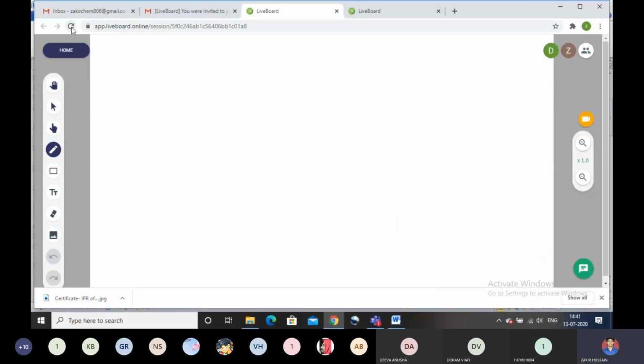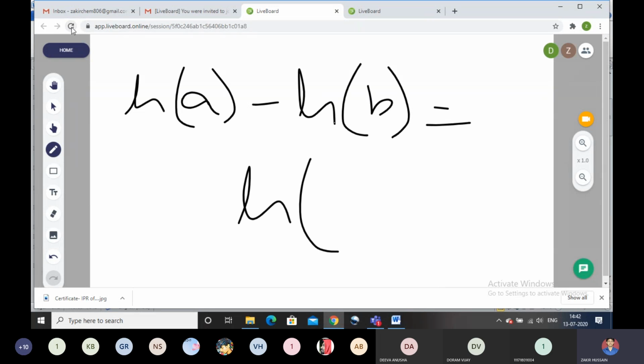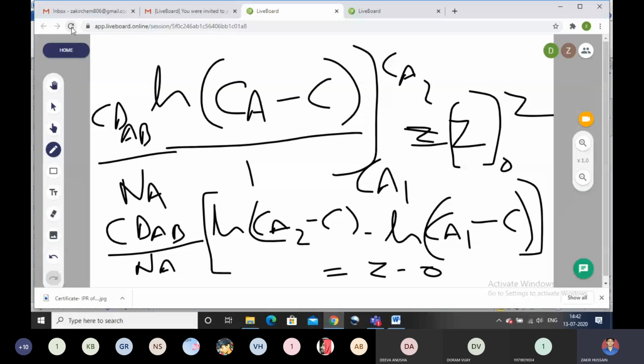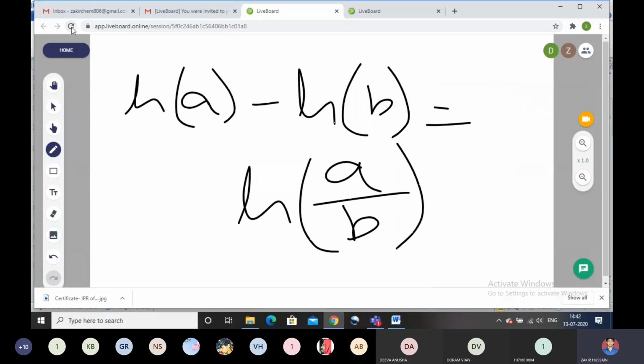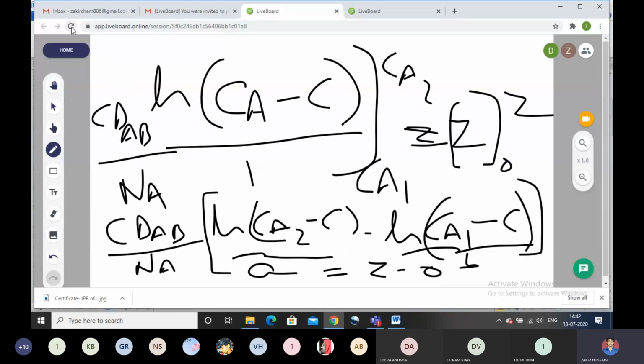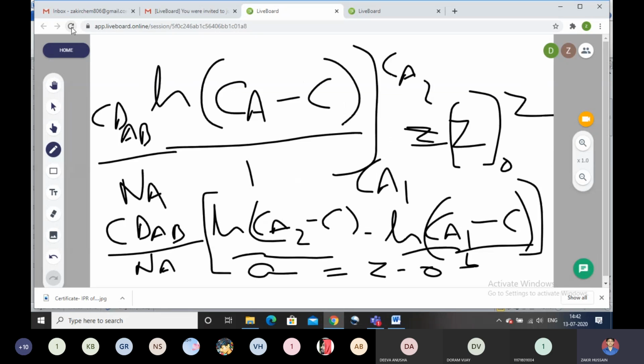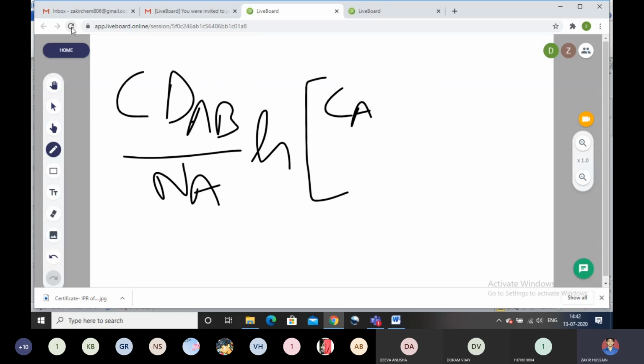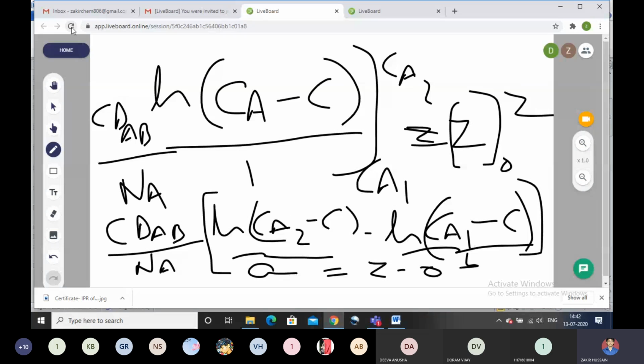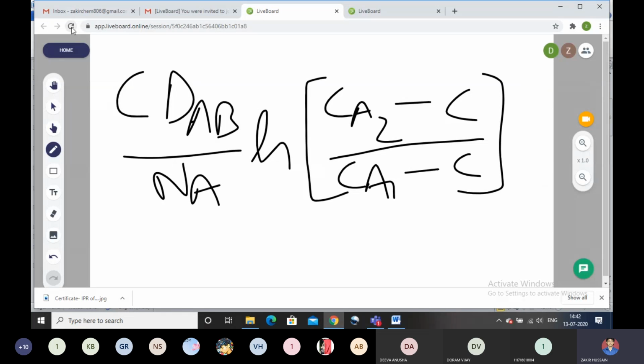On the RHS side, we already know the formula: ln A minus ln B is equal to ln A by B. Using the logarithmic properties, we can write ln A minus ln B in the form of ln A by B. So finally the left out terms are C DAB by NA into ln of A by B, where A is Ca2 minus C, divided by Ca1 minus C, equal to z on the RHS side. This is the equation.